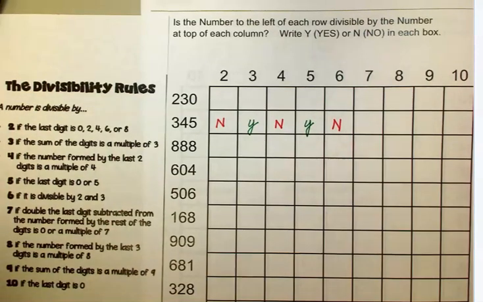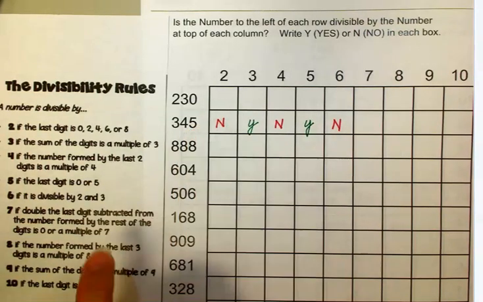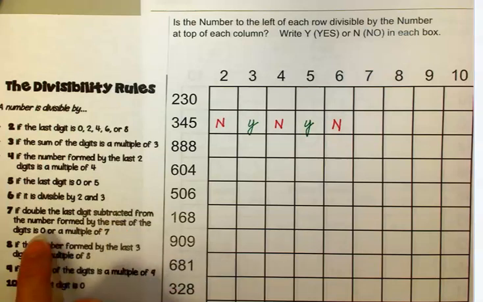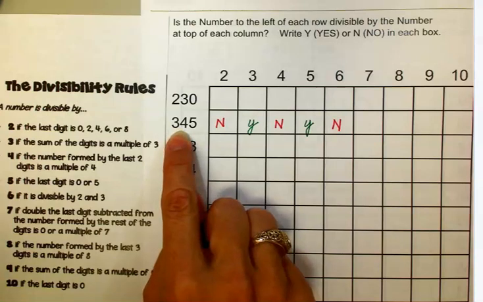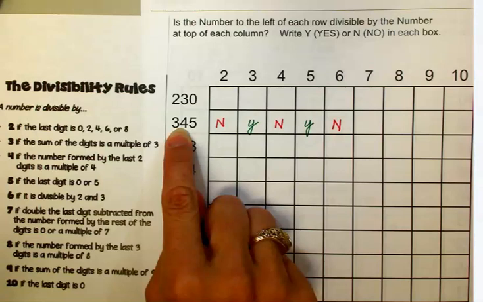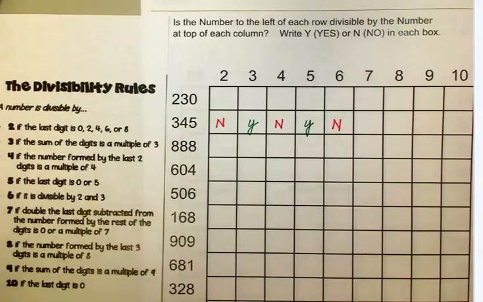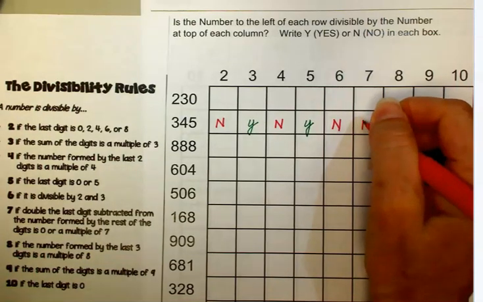All right, the doozy. Is it divisible by 7? Double the last digit. 5 times 2 is 10. Keep that in mind. Subtract it from the number formed by the rest of the digits. The number formed by the rest of the digits, 3 and 4. 3 plus 4 is 7. 7 minus the 10 is negative 3. Negative 3 is not a 0 or multiple of 7. So this is not divisible by 7.